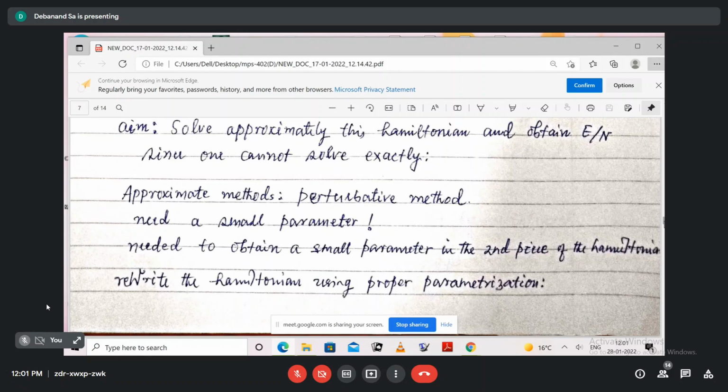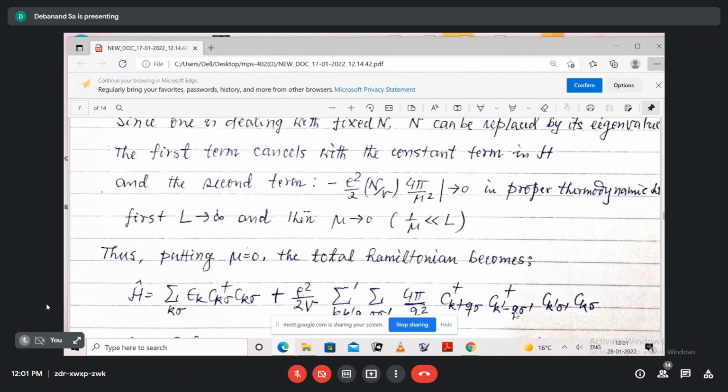See, this is an exactly solvable problem. We know it, but in order to solve this, you need to have a small parameter, because these are operators. This is 4 pi by q square, a q dependent potential. This is a volume, this is charge. तो यहाँ small parameter नाम की चीज़ें मुझे कोई दिखती नहीं. So if you want to do perturbation theory, first of all, you have to dig out a small parameter, if at all it exists. So you have to write down the Hamiltonian in a proper way.